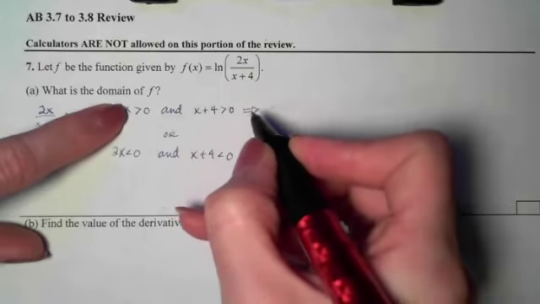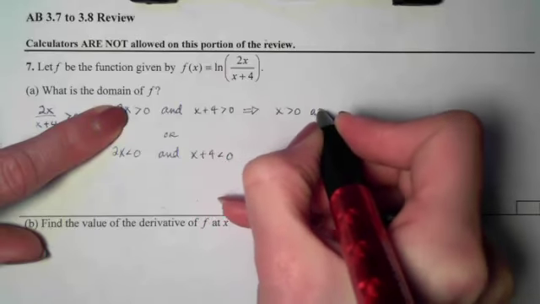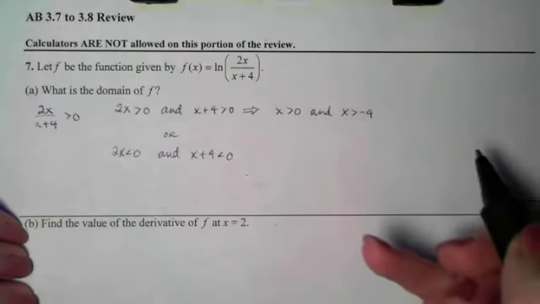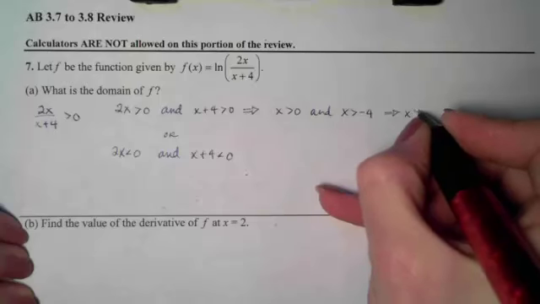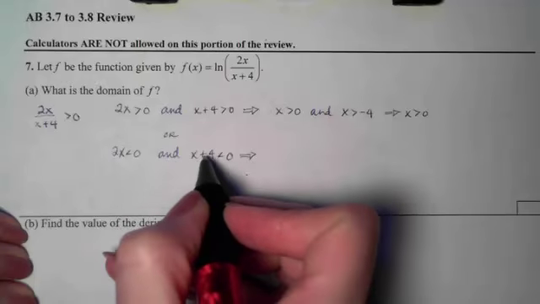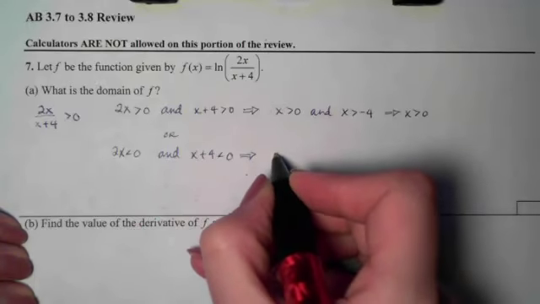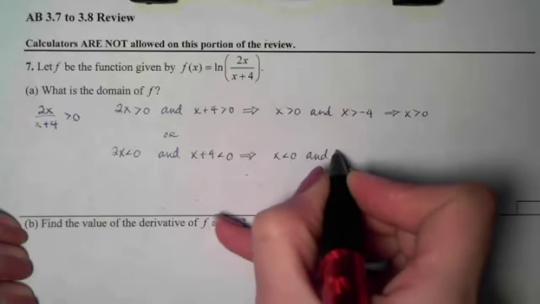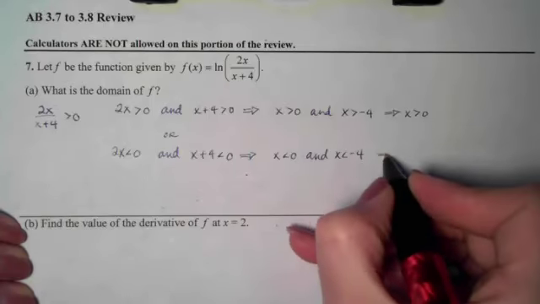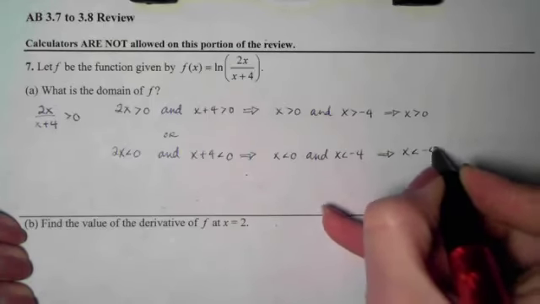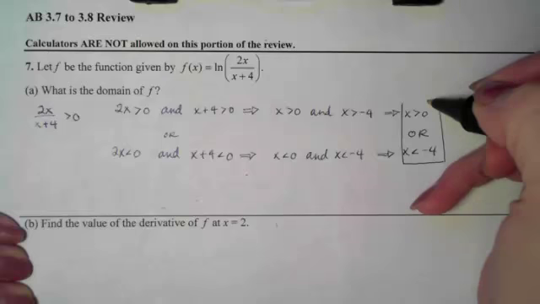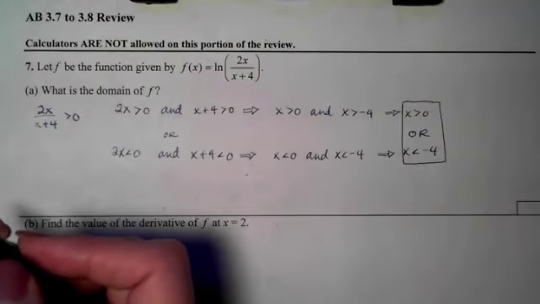If I solve for x in each of these, I'll have x is greater than 0 and x is greater than -4. The numbers that satisfy both conditions are only x greater than 0. Then 2x is less than 0 and x plus 4 is less than 0, which would mean x is less than 0 and x is less than -4. The only numbers that are both less than 0 and less than -4 are the numbers less than -4. So your domain is all values of x greater than 0 or all values of x less than -4.